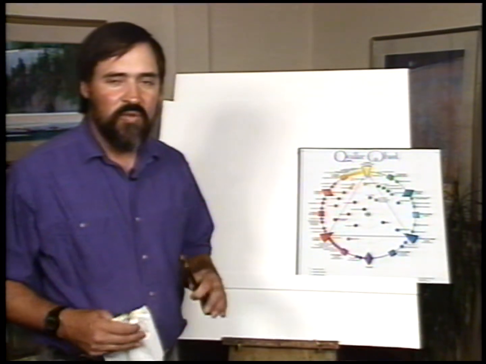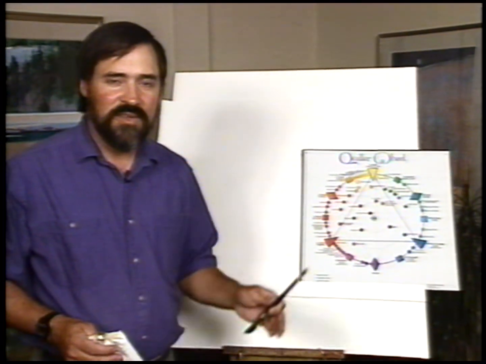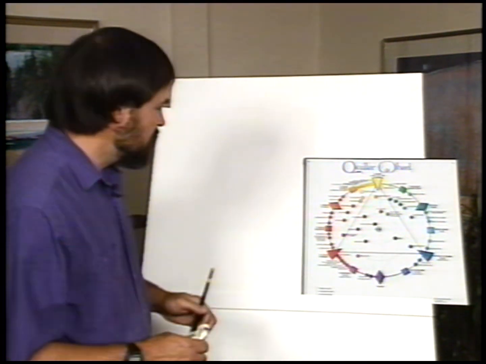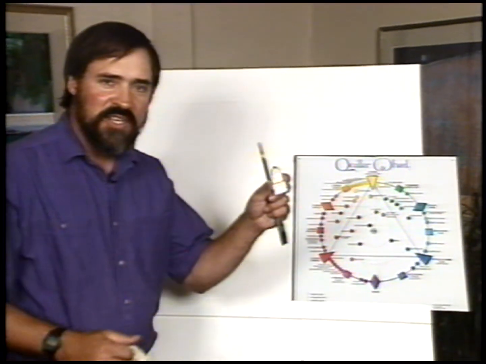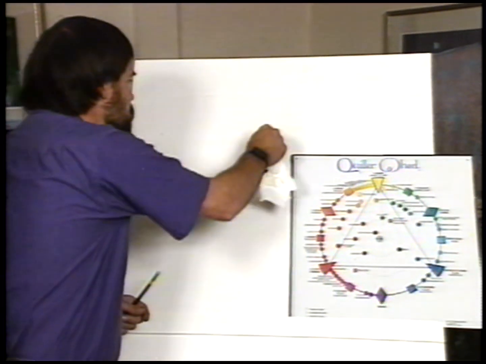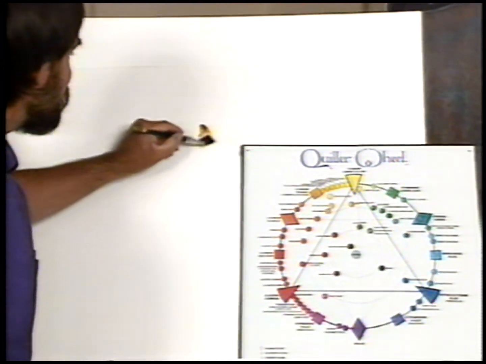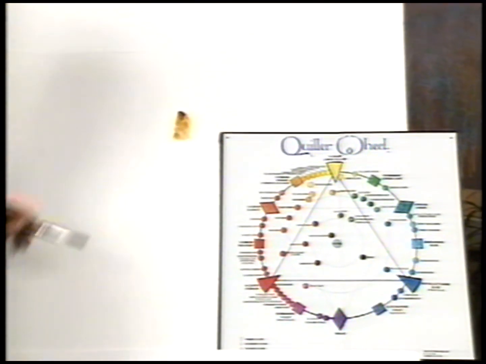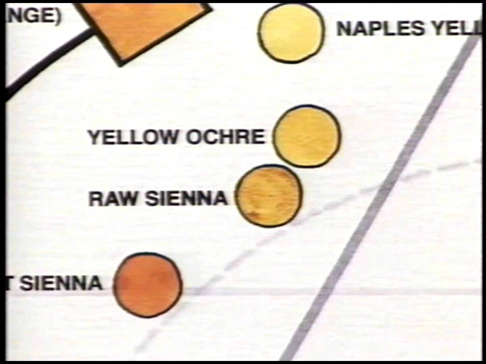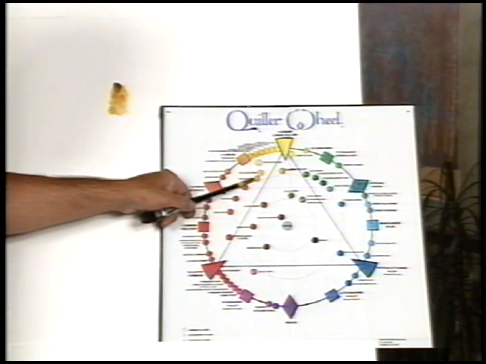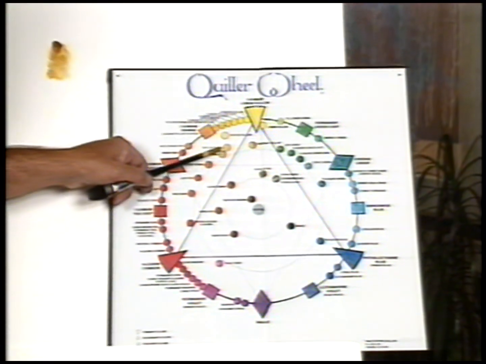Now I want to show you why it's important to use these pure hue colors for your mixing, because it gives you more variation. I'm going to start with a tube of raw sienna, and I'm going to squeeze that on and mix this color with a little water. Now raw sienna is located right here on the color wheel. It's an earth color, or what is called a semi-neutral color.